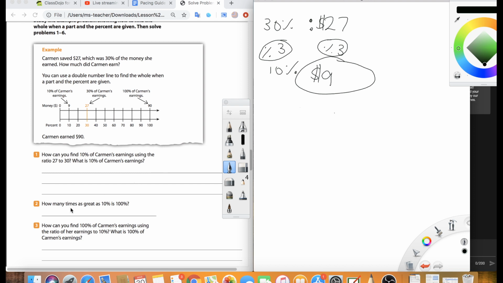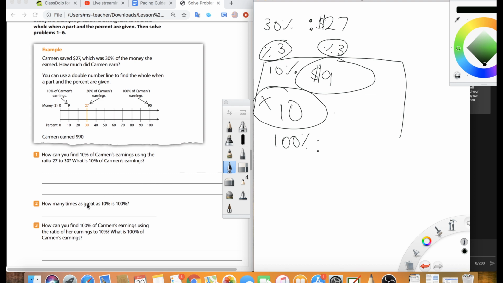Now it says, how many times as great as 10 is 100? So if I multiply 10 times something, what do I do to that 10 to get 100? What do I multiply this 10 by to get 100%? When I multiply 10 times 10, I get 100%. So it says how many times as great as 10% is 100%? You would write 10 times.